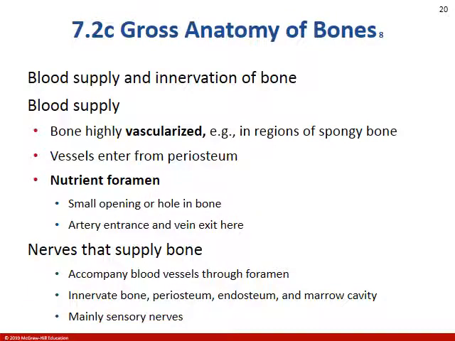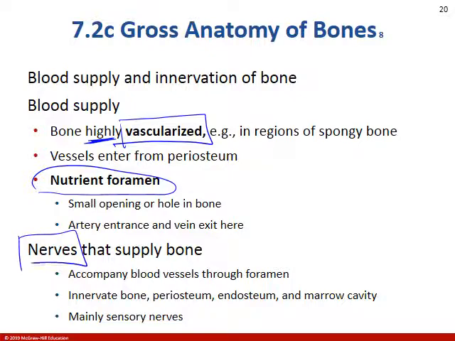Hopefully you remember from histology that bones are vascular, and here they say highly vascular. There's lots of blood going to your bones. We have to have some way to get those arteries and veins through the bone, and so those are called nutrient foramen. We also have nerves, right? Bones are highly innervated. This is why it hurts when you break a bone. So they come with the blood vessels through the nutrient foramen. They're going to innervate the bone, the periosteum, the endosteum, and the marrow cavity.